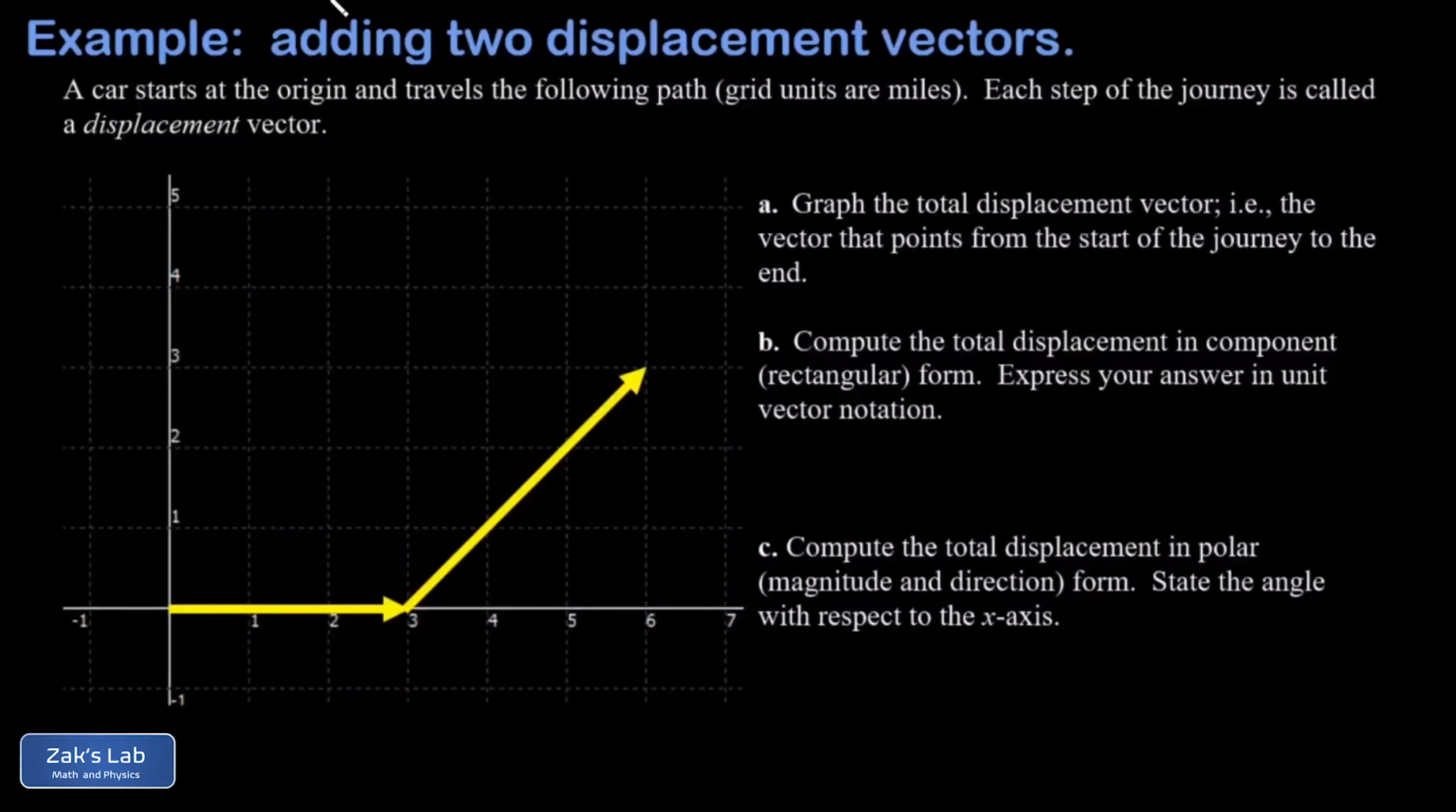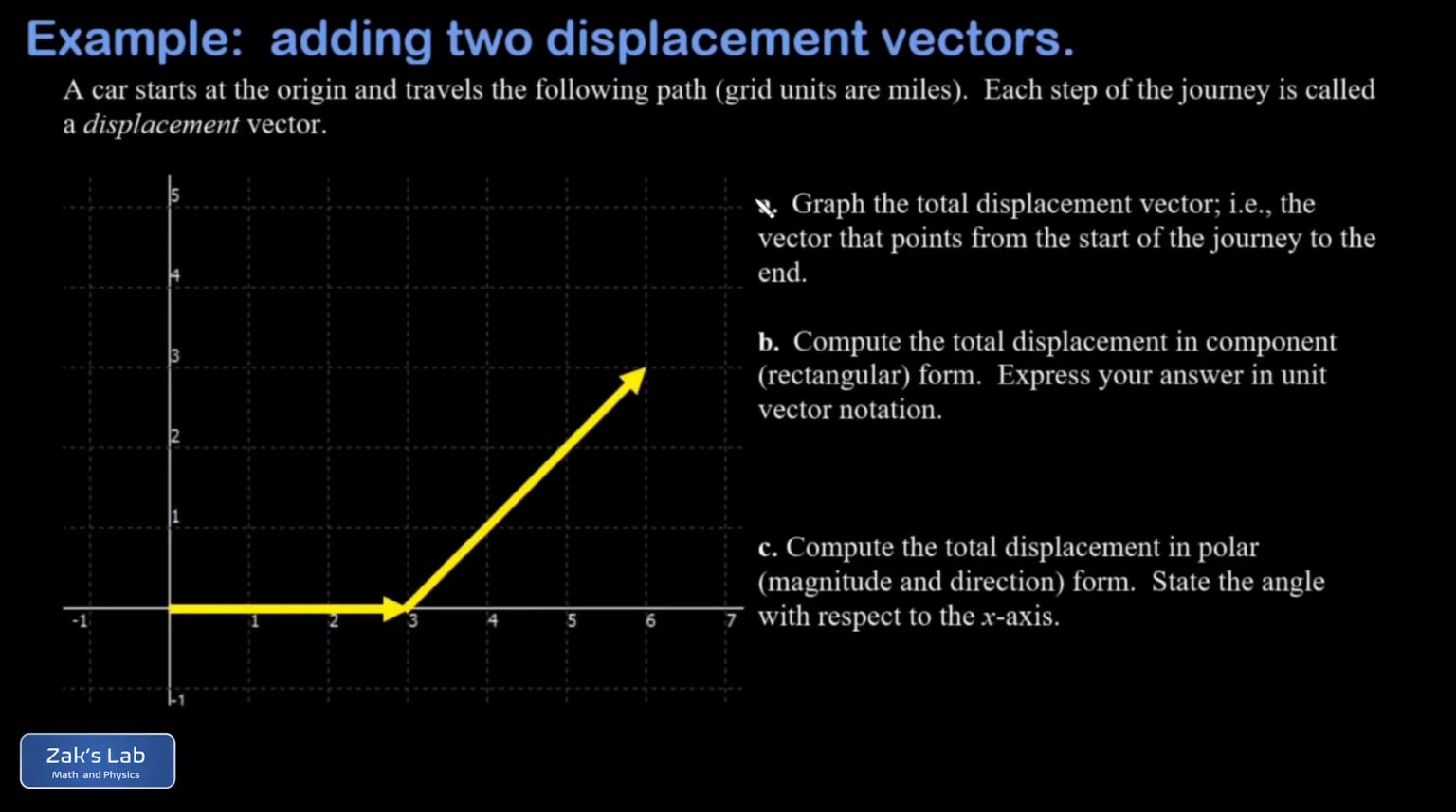In this video, we're given a graph that describes the displacement of a car. So the car moves in two different chunks. It moves 3 miles to the east, and then it moves off at this angle to the northeast. And each of those chunks is a displacement vector, and they naturally add head to tail.